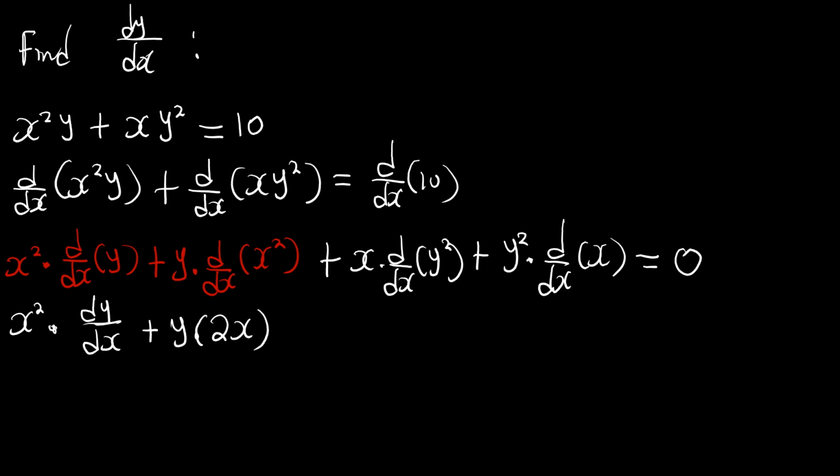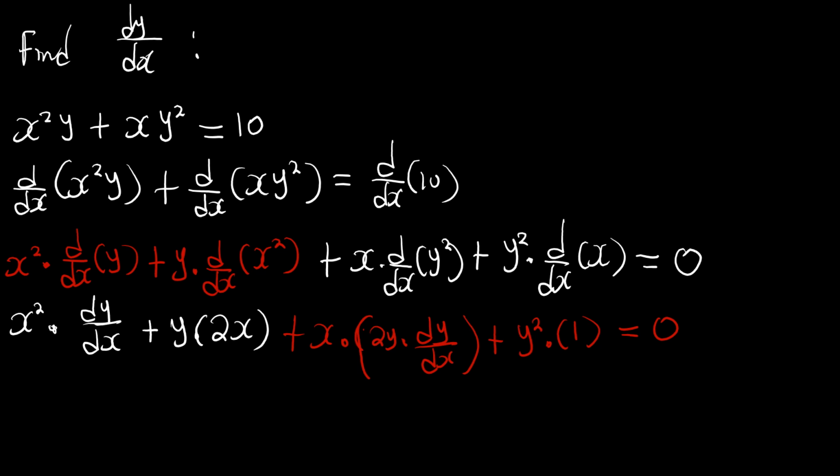Multiplying by 2x, and then plus x multiplied by the derivative of y squared is going to give us 2y multiplied by dy over dx, plus y squared multiplied by the derivative of x. It's still the same as 1, is equal to 0.